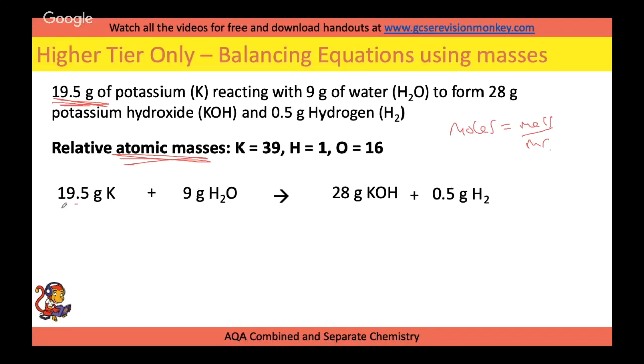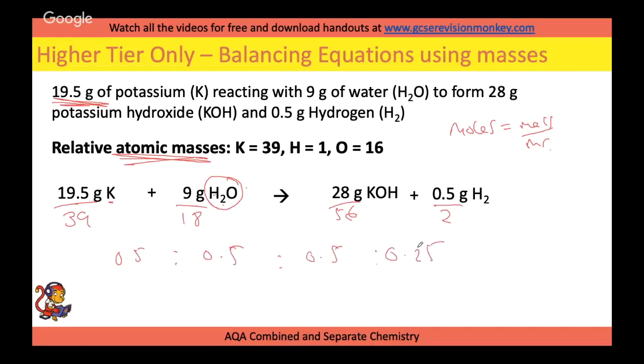So then we divide by the relative atomic mass. For just K, it will just be 39 because there's only one thing. 9 grams here. H2O would be 2 lots of H plus 1 lot of O, which is 18. K plus O plus H would be 56 for a relative formula mass, and then H2 is 2. If you do that, you will get a ratio of 0.5 to 0.5 to 0.5 to 0.25.